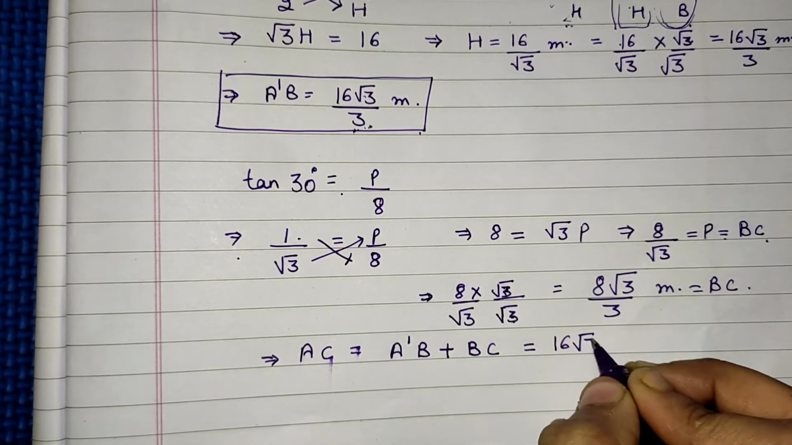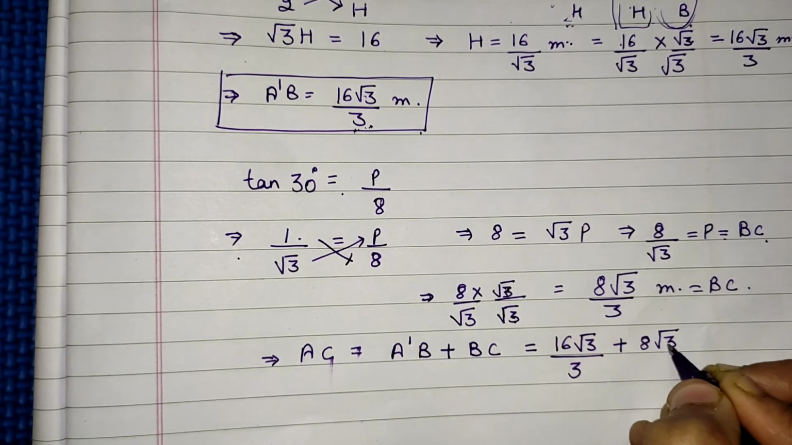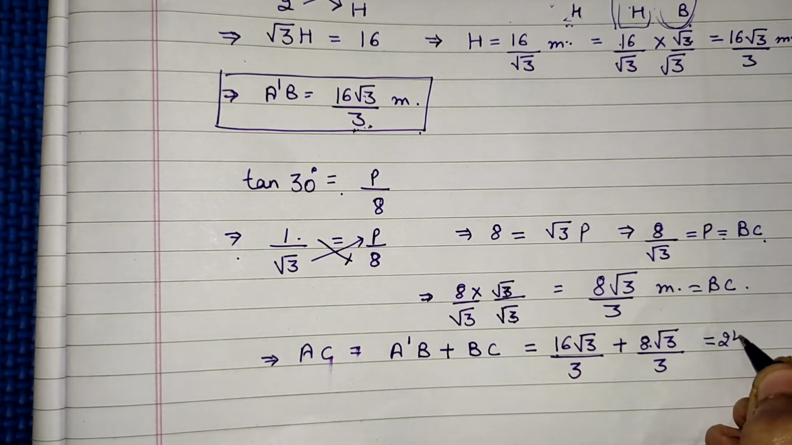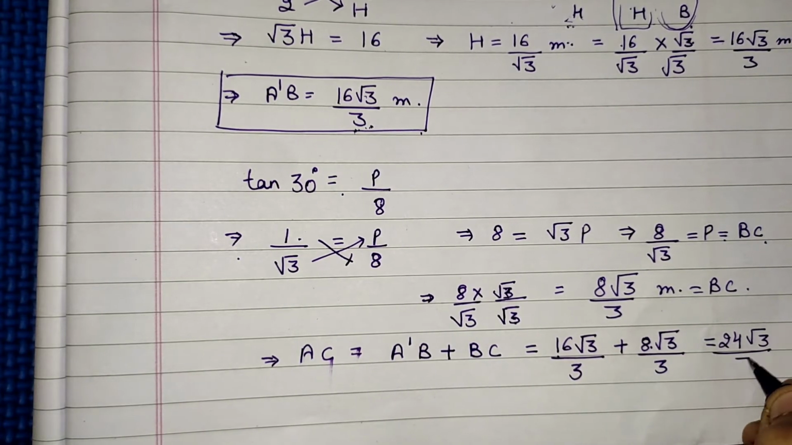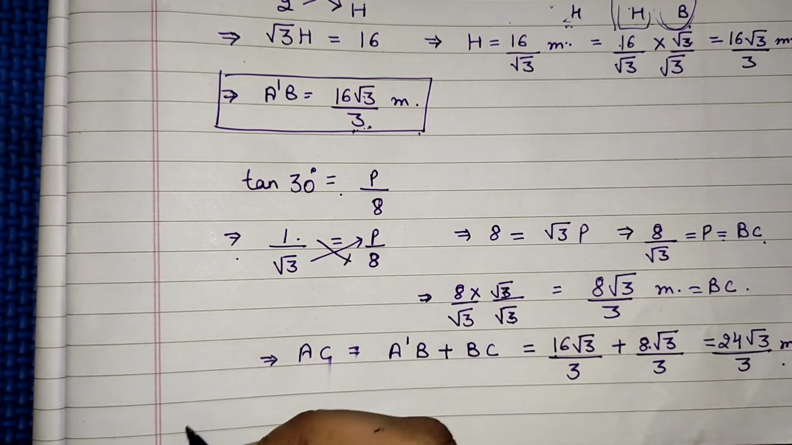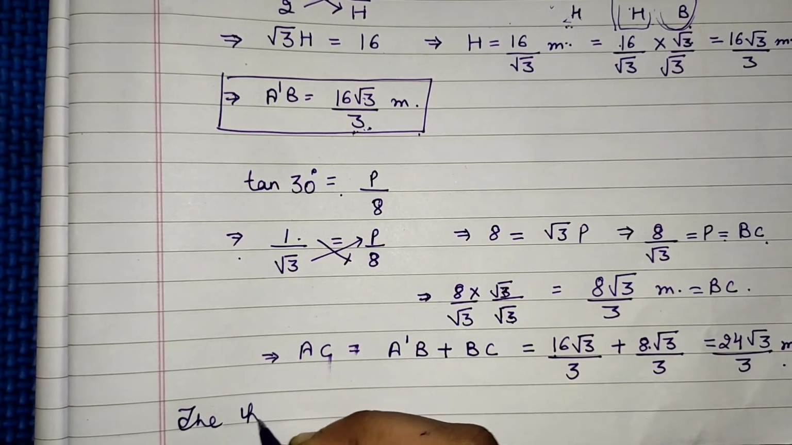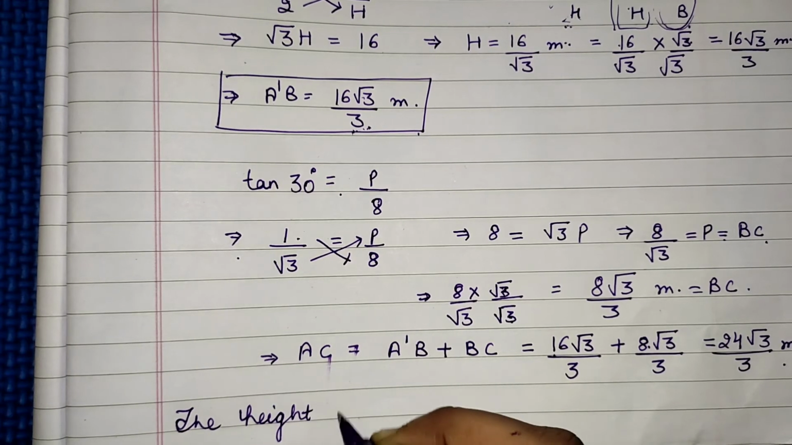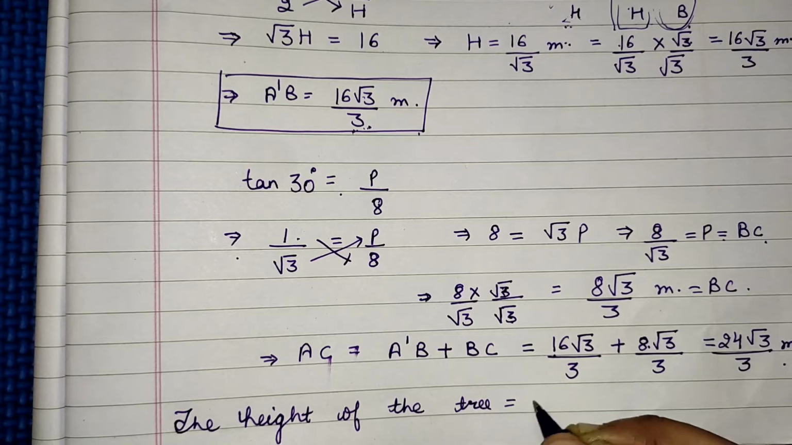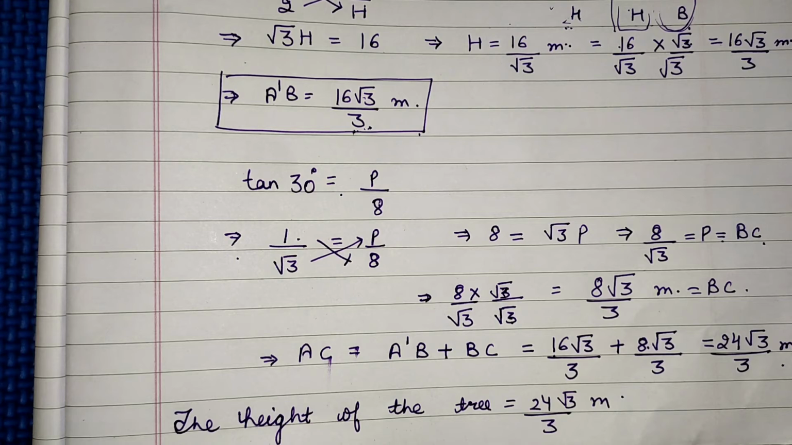AB is 16 root 3 by 3, plus BC is what? BC is 8 root 3 by 3. So 16 plus 8 is 24 root 3 by 3 meter. Okay, so this is going to be your answer, and write down your final answer that the height of the tree is equal to 24 root 3 by 3 meter.